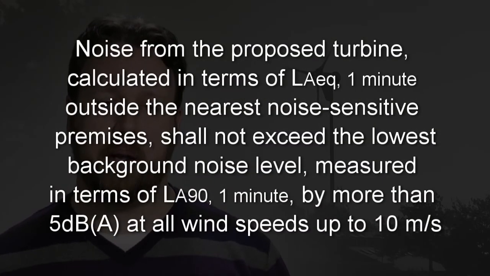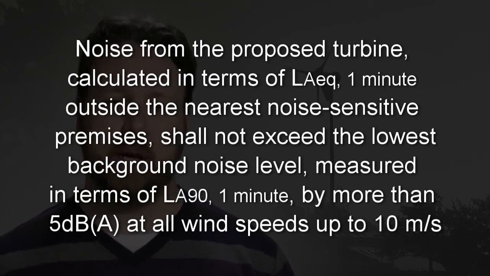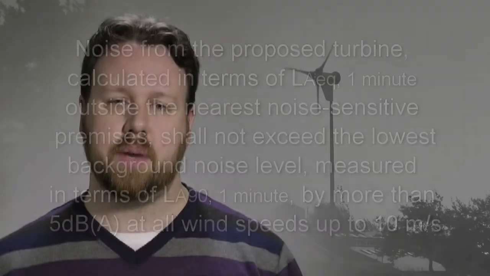This methodology allows simple yet technically robust planning conditions to be set for proposed micro turbine installations. An example of such a condition might be as follows. Noise from the proposed wind turbine, calculated in terms of LAeq 1 minute outside the nearest noise sensitive premises, shall not exceed the lowest background noise level, measured in terms of LA90 1 minute, by more than 5 dBA at all wind speeds up to 10 meters a second. Such a condition can be discharged with a relatively simple and cost-effective assessment prior to installation of the turbine. We have carried out a number of these assessments to date, all of which have been accepted by local authorities.